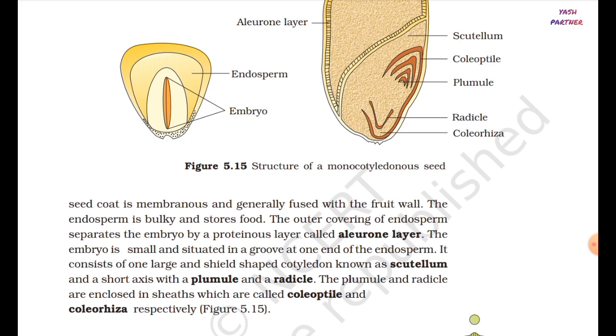It consists of one large and shield-shaped cotyledon known as scutellum and a short axis with a plumule and a radicle. The plumule and radicle are enclosed in sheaths which are called coleoptile and coleorhiza respectively, figure 5.15.